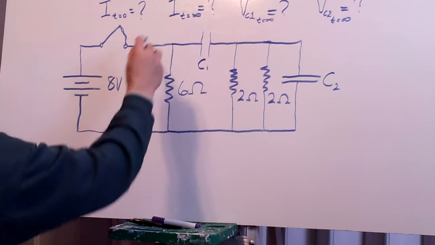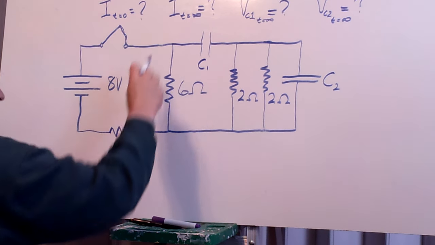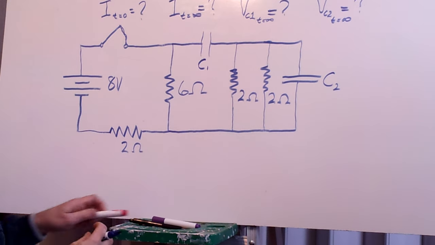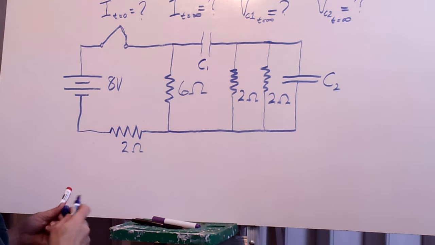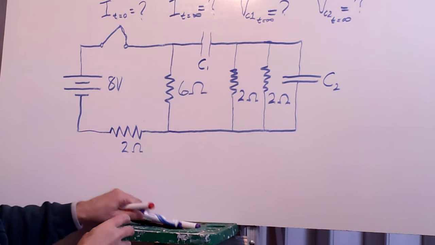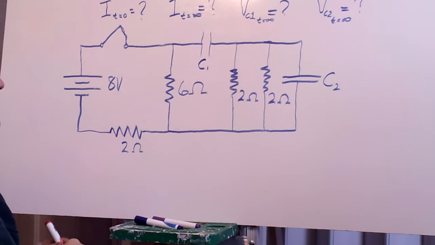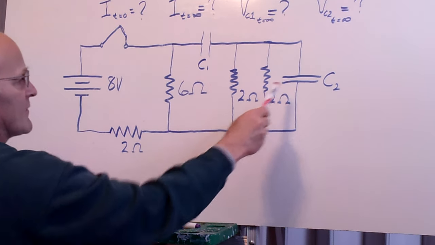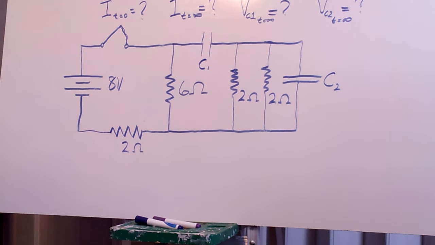Then we're going to ask, what is the current going to be through our circuit at infinity, after the switches have been closed a very long time? Then I want to know what the voltage is going to be on this capacitor here, and what the voltage is going to be on this capacitor here. And we'll see why it doesn't matter what those values of the capacitances happen to be.